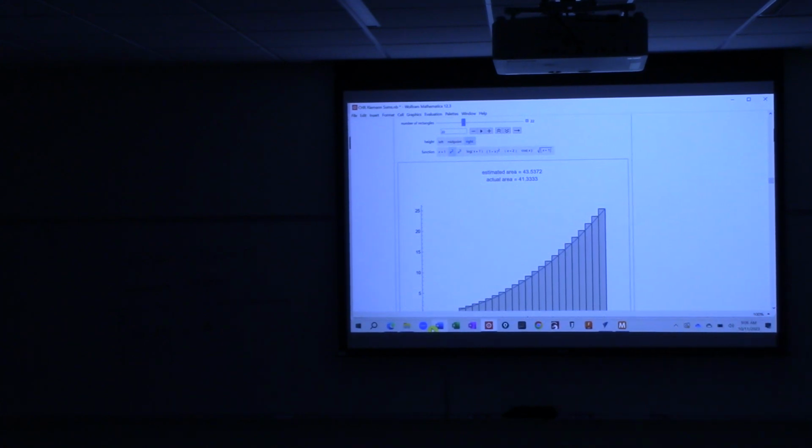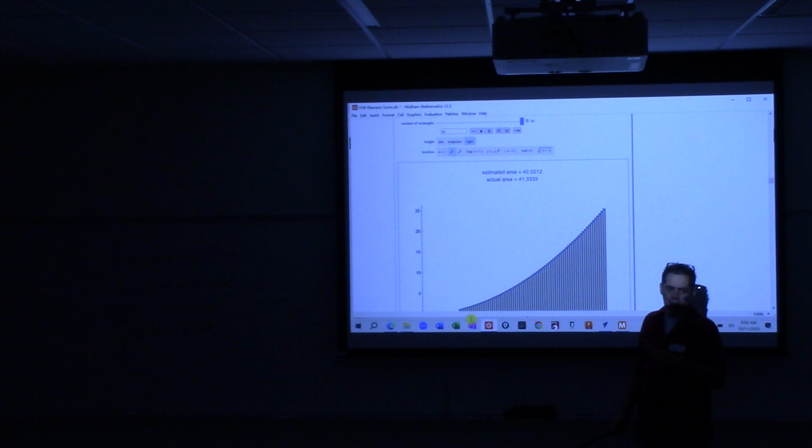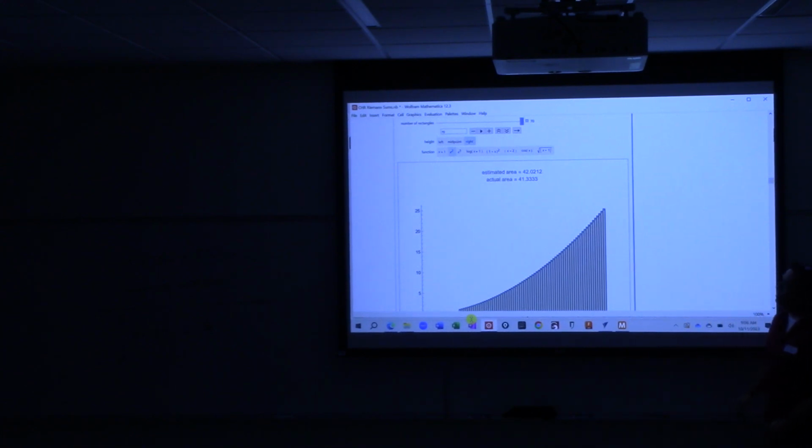But that's probably going to be pretty challenging, isn't it? To come up with a formula, maybe? So let me see how far I have my computer go here. I'm going to go all the way out to where I have it stopping. I have it stopping at 70 rectangles. And it's okay, right? 42.02 is still pretty far off from 41.33, wouldn't you agree? But it's way better than my first approximation, which was 100, right?